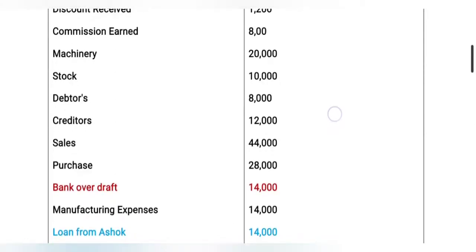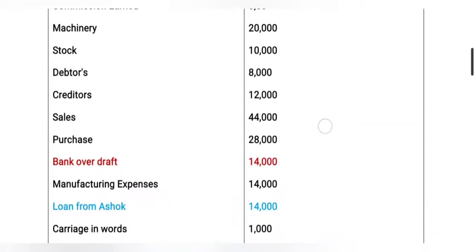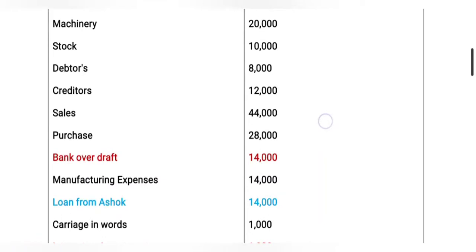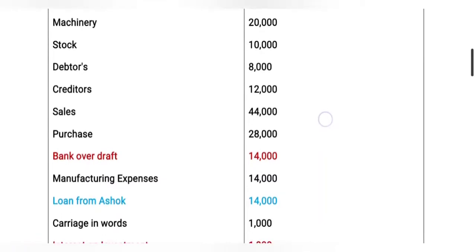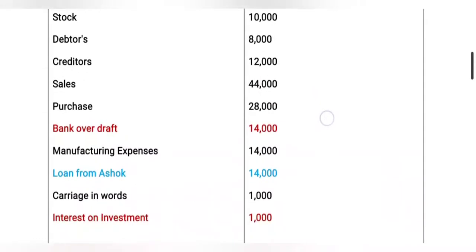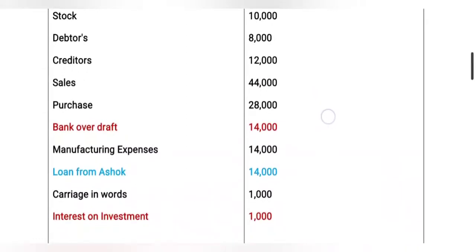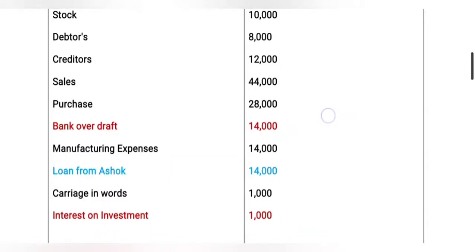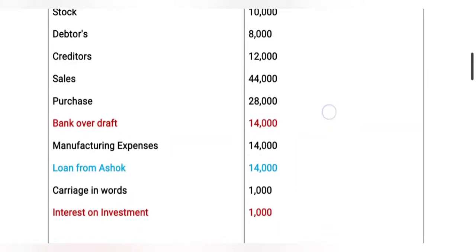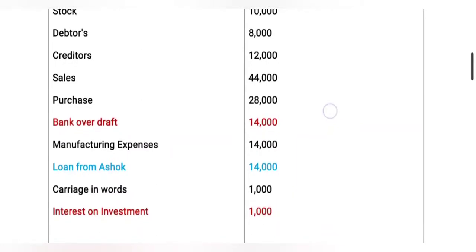Debtors are also assets, current assets. It is also the debit side of the trial balance. Creditors is a current liability. It is also the credit side of the trial balance. Sales are credit side of the trial balance. Purchase is related to the debit side of the trial balance. Bank overdraft is a liability. It is the credit side of the trial balance. Manufacturing expenses is an expense. It is the debit side of the trial balance.